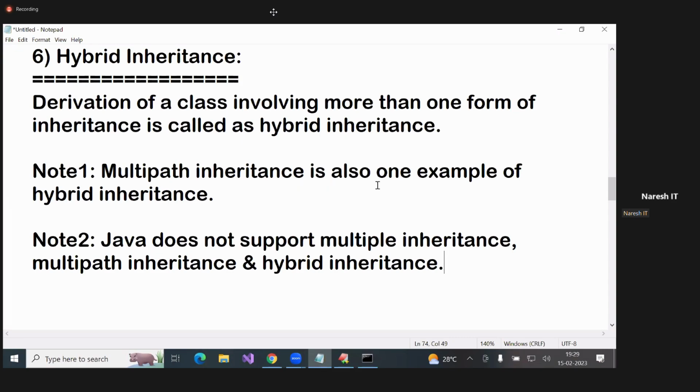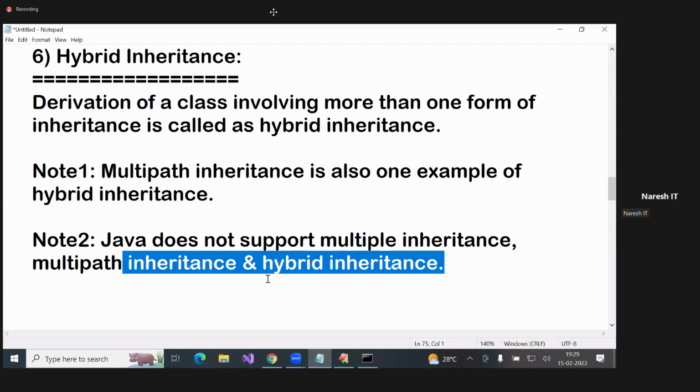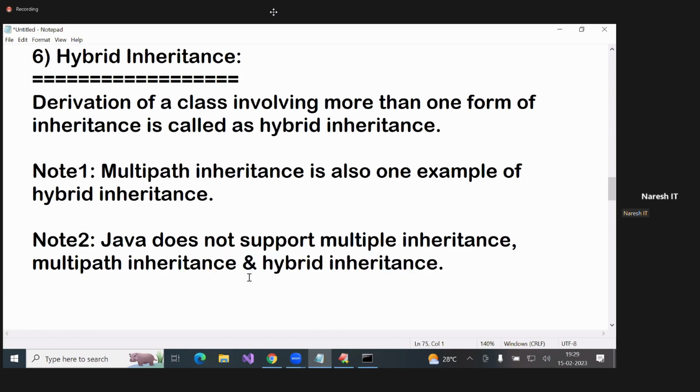Multipath inheritance is also one example of hybrid inheritance. Multipath, you can call it a hybrid, but all hybrids are not multipath. Java does not support multiple inheritance, multipath inheritance, and hybrid inheritance. Why it doesn't support, I'll explain in tomorrow's class. Tomorrow we'll see the continuation. Okay.